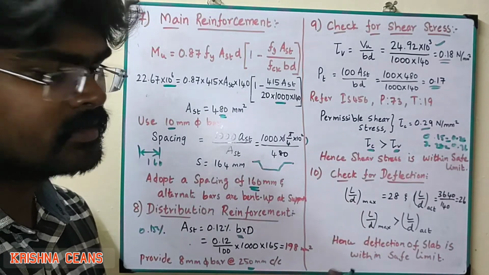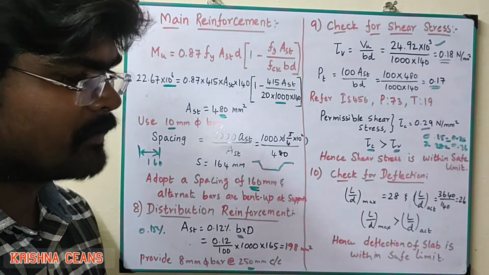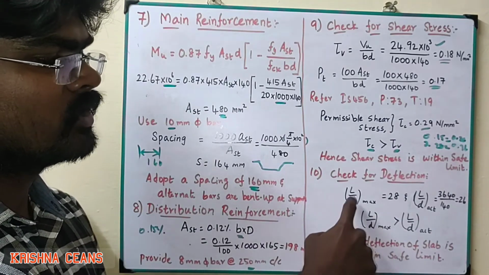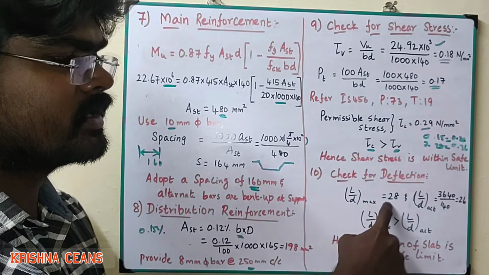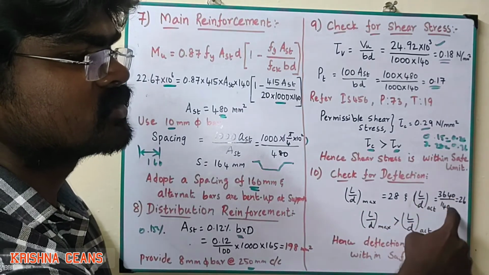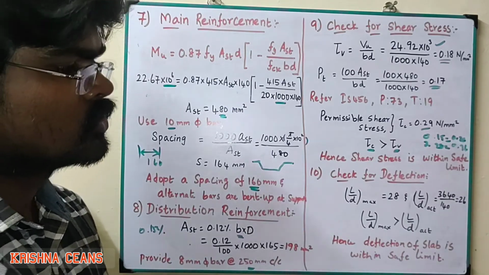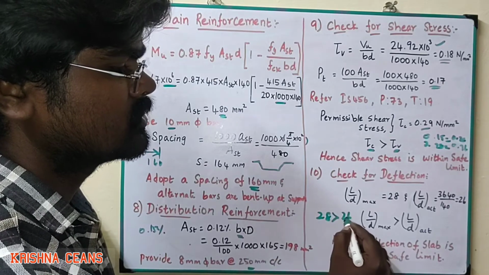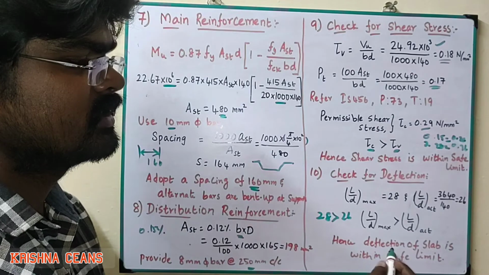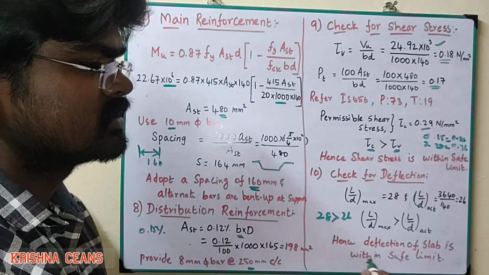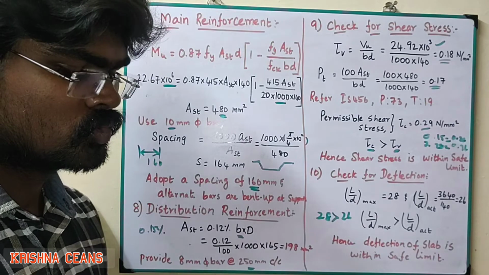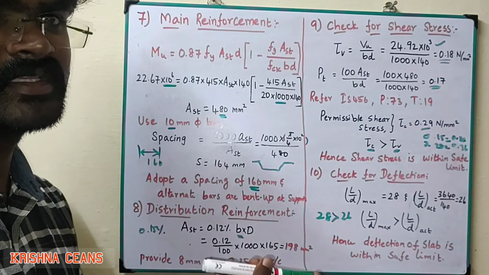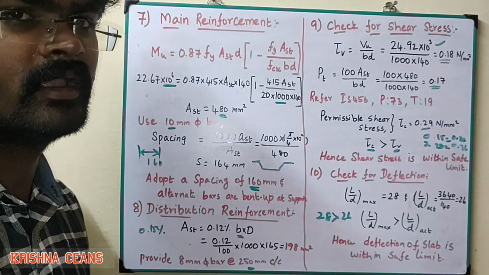Next, step number 10, check for deflection. So we have to compare maximum L by d ratio and actual L by d ratio. We found that L by d maximum value is 28. L by d actual is 3640 by 140, which is equal to 26. So 28 is greater than 26, so it is also safe. Hence deflection of the slab is within the safe limit. So shear is also safe, deflection is also safe. So we designed this one-way slab to be safe and economical.